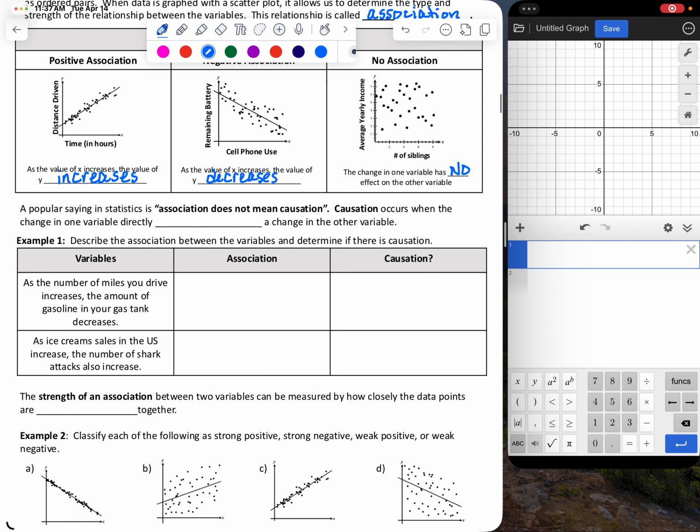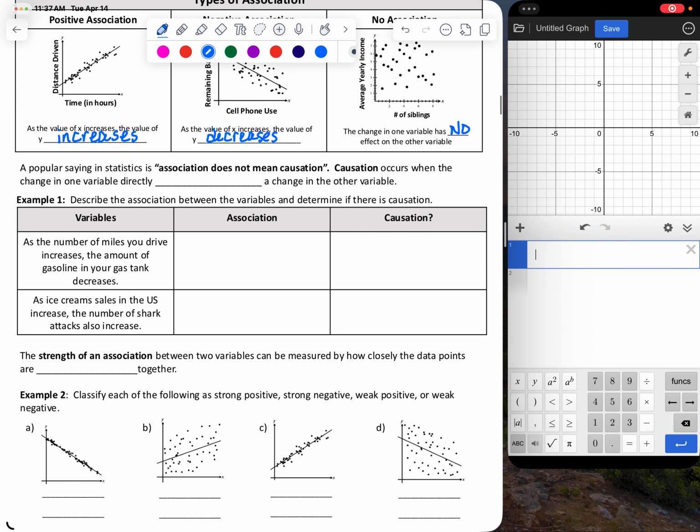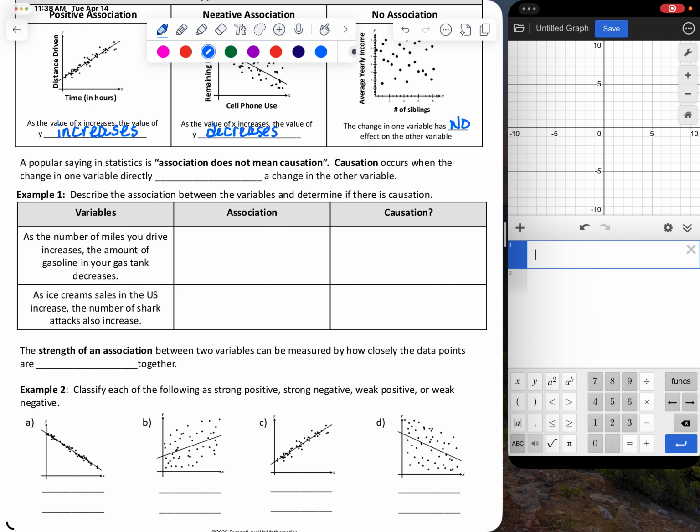Now, there's a very popular saying in statistics that says association does not mean causation, because causation occurs when the change in one variable directly causes a change in the other variable. So sometimes things can be associated positively or negatively, but there's no causation. So in example 1, it says describe the association between the variables and determine if there's a causation.